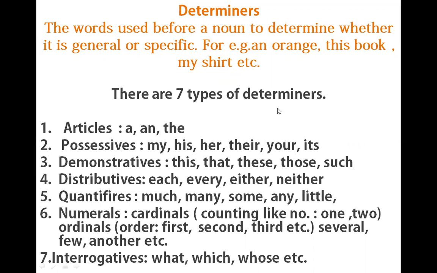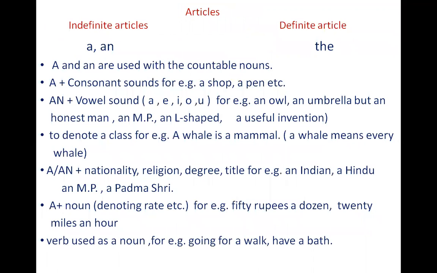Determiners are of seven types. First is articles. Now, articles are again categorized into two categories, that is a and an, and the. A and an are used with singular, countable nouns. A is used for consonant sounds, for example a shop, and an is used with vowel sounds.